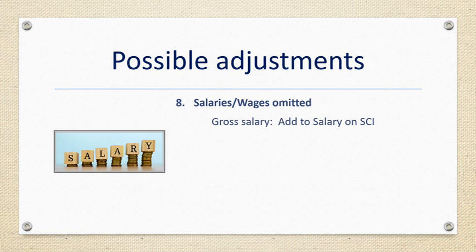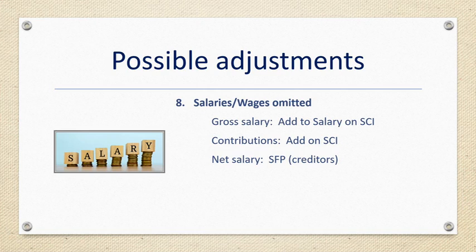So in all the information, you're looking for the gross salary as well as contributions. So the gross salary and the contributions go on the statement of comprehensive income. The rest will all go on the statement of financial position. The net salary, if it's not paid yet to the employee, as well as the deductions and contributions, will also go to the statement of financial position under trade and other creditors.